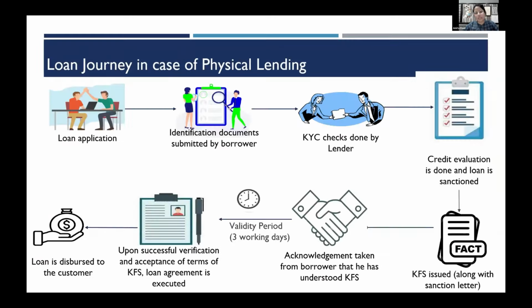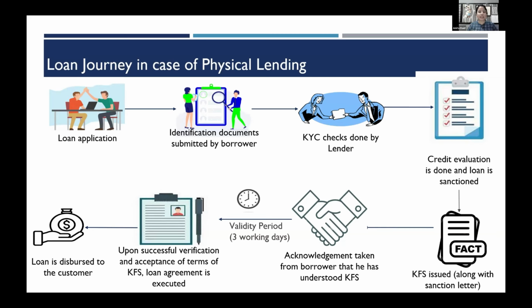Now, in case of physical lending, the loan application is the first stage, wherein the customer applies for the loan. Thereafter, the identification documents are submitted by the customer. KYC checks are done. The credit assessment and evaluation are done. Based on the credit assessment, the lender decides the applicable rate at which the lending will be done. The charges and everything are dependent on this. So once the credit assessment and evaluation is done, at this stage, we actually issue the KFS.